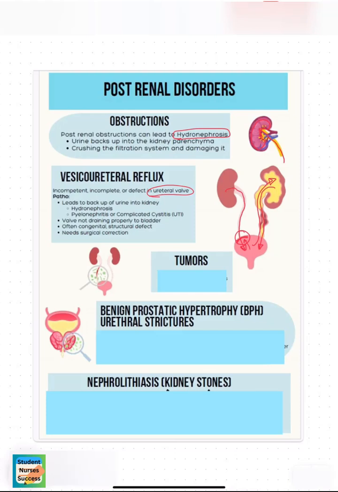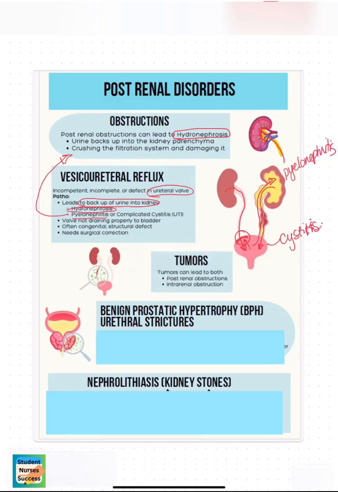So what we see is a backup of urine inside the kidney. This can lead to hydronephrosis, which we talked about up here, or it can also lead to some types of infections. Pyelonephritis, which is an infection in the kidney, and it can also lead to cystitis, which is infection in the bladder. So when the valve is not draining properly, it can be from a congenital defect, most commonly, or something wrong with the valve. It often needs surgical correction, and that'll take care of the problem.